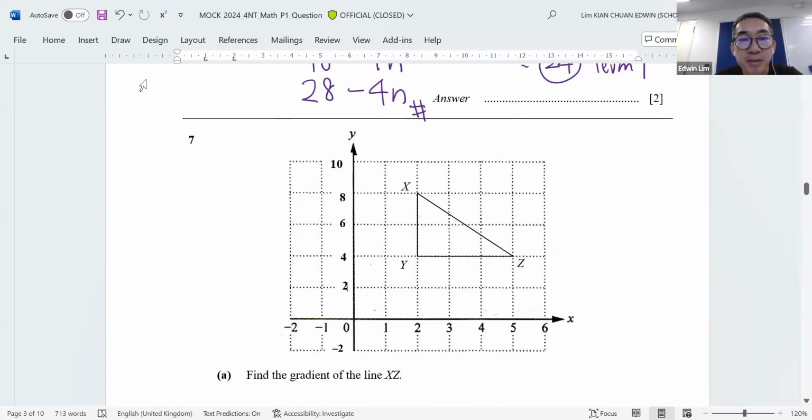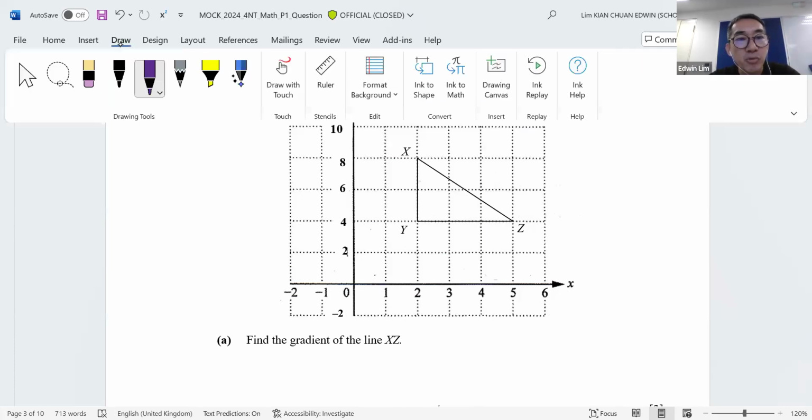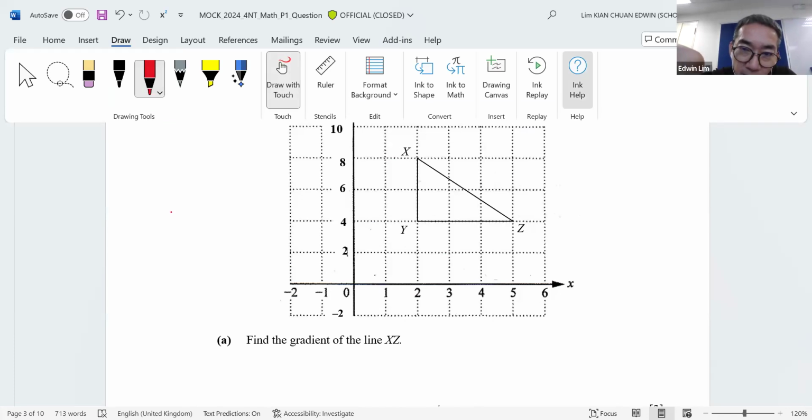Question 7. Question 7, it actually shows you a diagram, X, Y, and Z. All right, it looks like a triangle. Okay, so the first question they ask you, find the gradient of the line XZ. I use a different color, I use red to show it to you. Okay, so this is the line that you have to find.